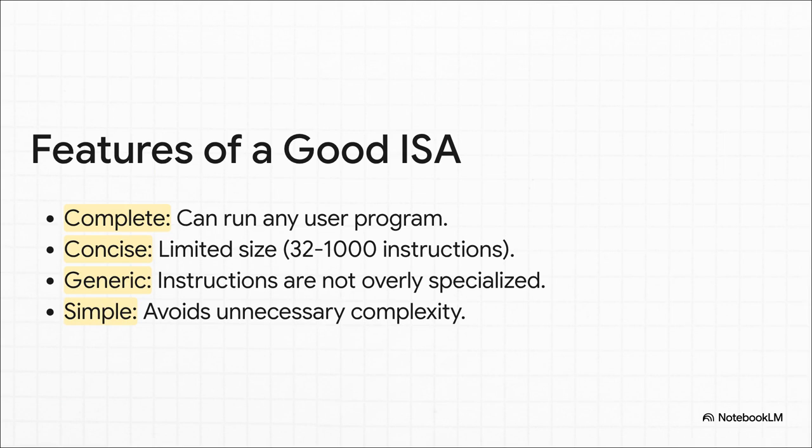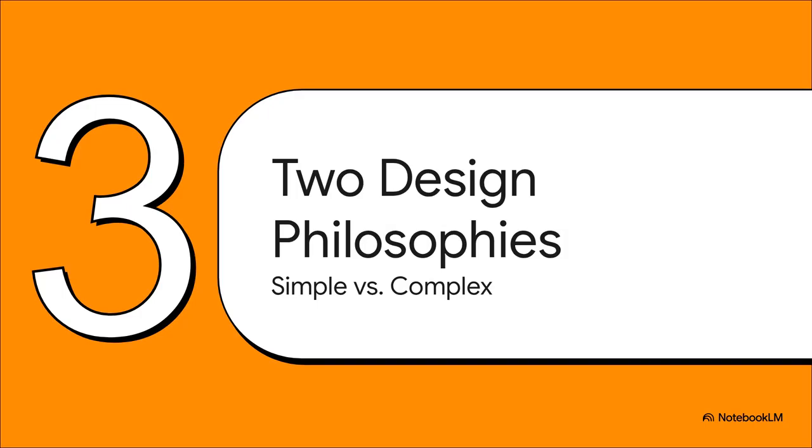Just like any good human language, a good ISA has certain qualities. It's got to be complete, able to do anything you ask of it. But it also has to be concise enough to be manageable. I mean, you wouldn't want an instruction that only adds the number 15, right? That's way too specific. The goal is to be simple, generic, and powerful. But here's the twist. It turns out there's more than one way to design a language like this. And that has led to a major split in design philosophy, creating two very different schools of thought on how to build a computer's vocabulary.